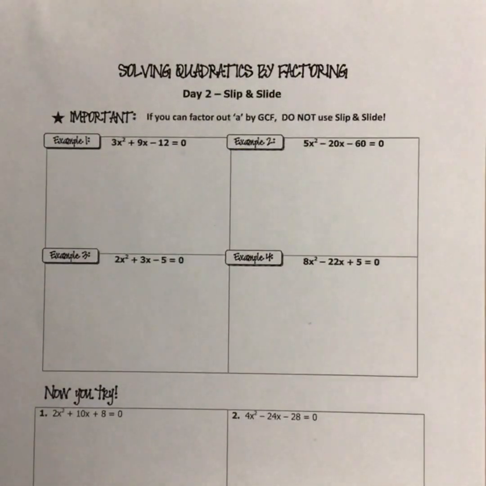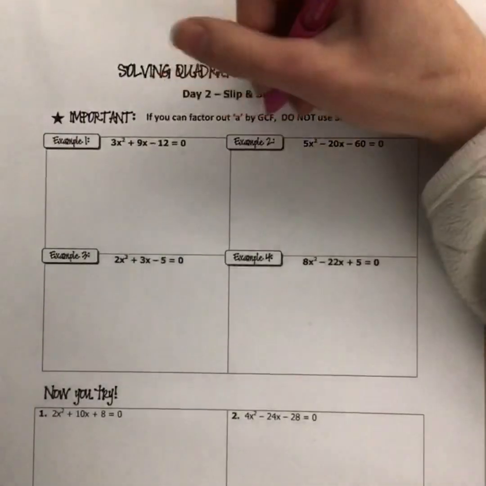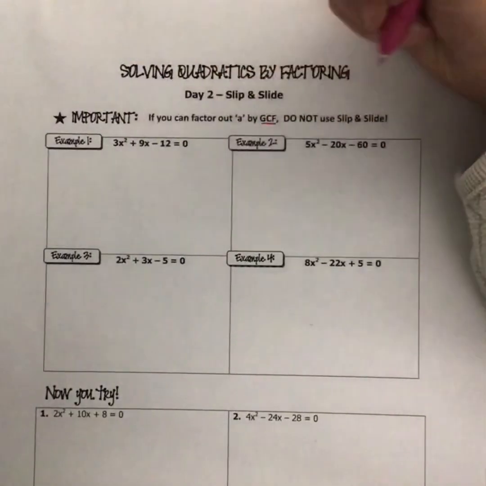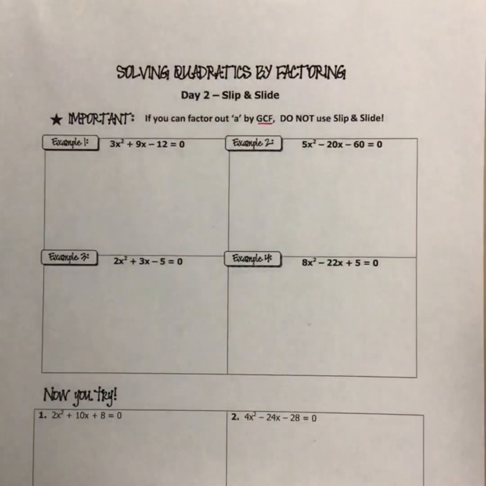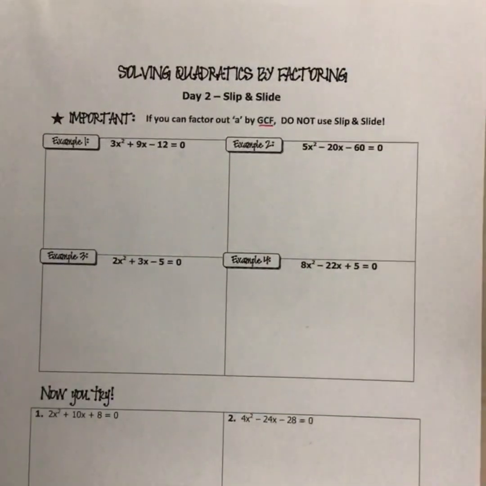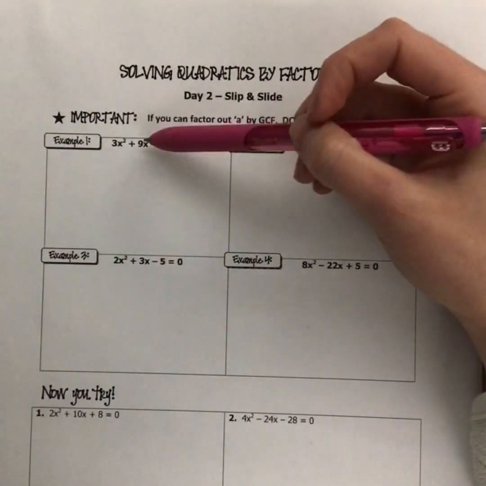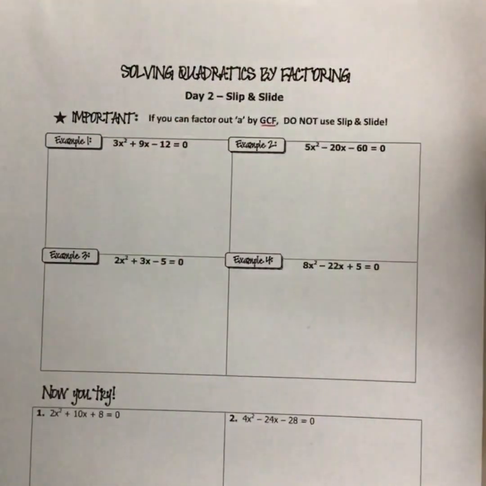All right, everyone. So we're continuing on day 2 of solving quadratics by factoring. And for this lesson today, sometimes we have to look first if I can take a greatest common factor out. And if not, we'll have to look at how else can I factor these trinomials. So for the first example here, I have 3x squared plus 9x minus 12.